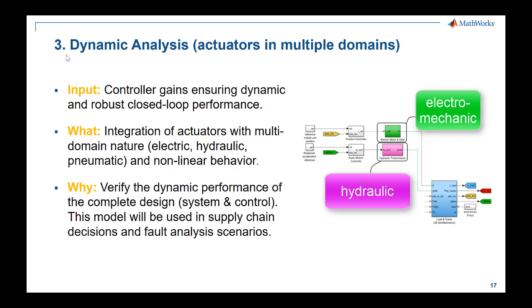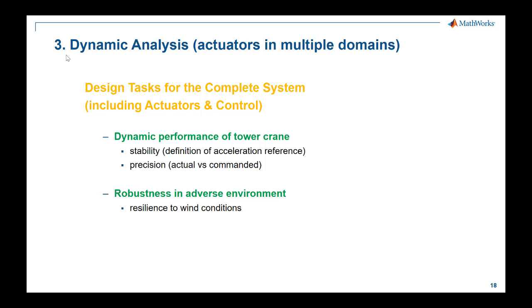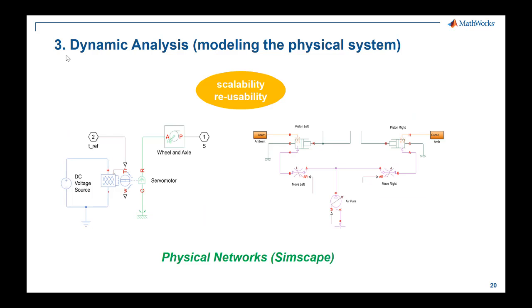So now we are going to add the different actuators, electrical, hydraulic, mechanical, and pneumatic, just to verify the behavior of the system in a much more realistic scenario. We're going to focus on the dynamic performance of the tower crane, and then the robustness in adverse environment like wind conditions. So physical network modeling is recommended because differential algebraic equations are automatically extracted, and that provides strength in terms of scalability and reusability.